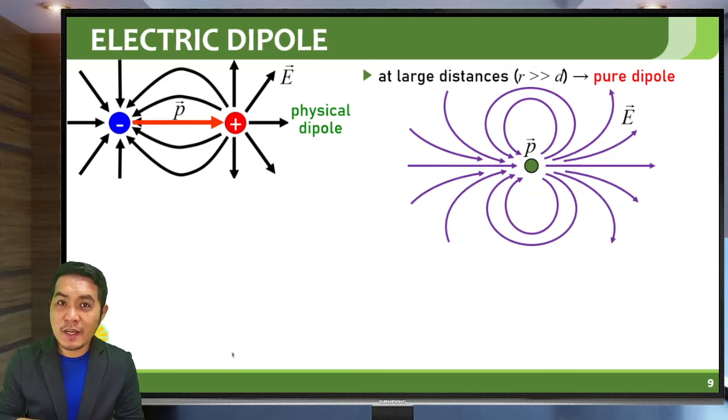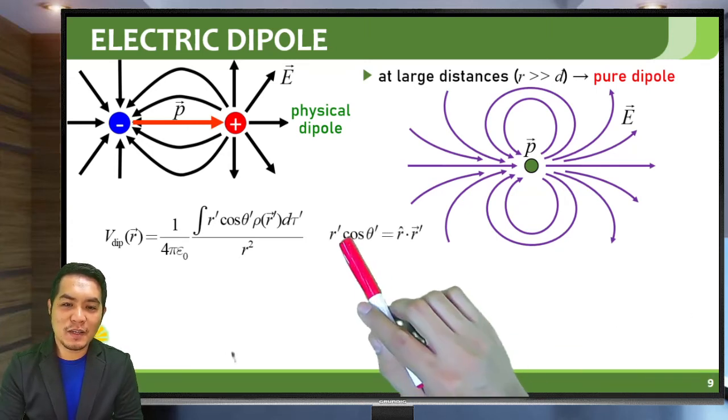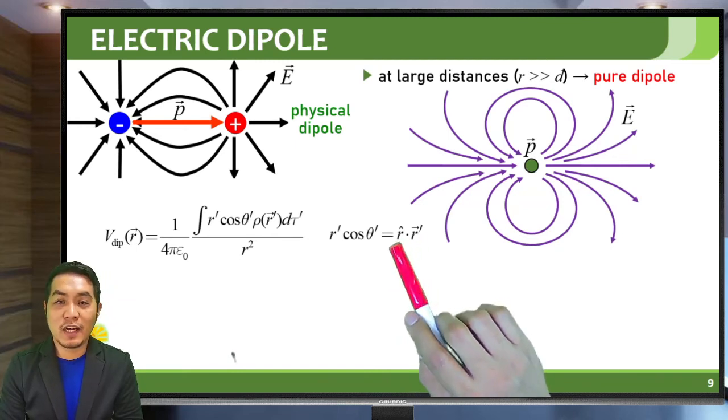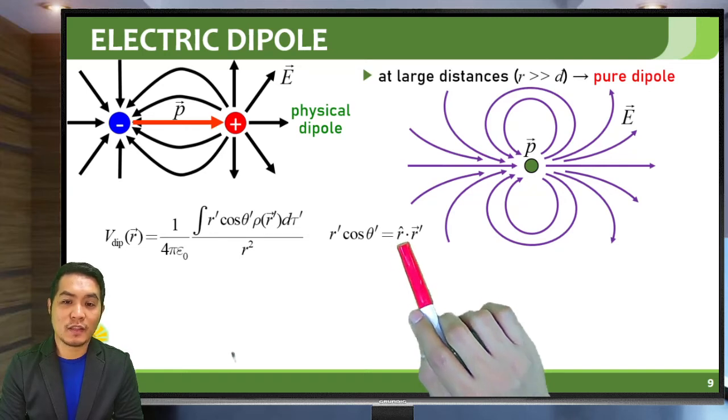So eventually, quadrupoles and octupoles at large distances become a pure quadrupole or a pure octupole, or point quadrupoles or point octupoles. Now, going back to the dipole term in the multipole expansion, we discussed earlier that r cosine theta is actually just a dot product of your vector r prime with the unit vector r hat. Again, dot product is commutative. r prime dot r hat is just equal to r hat dot r prime.